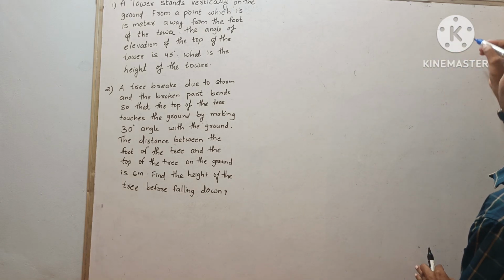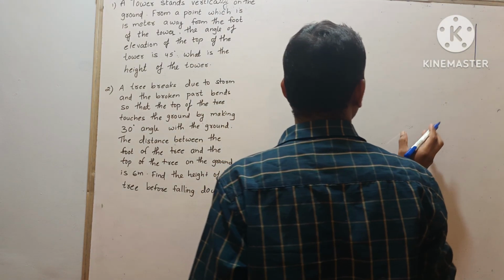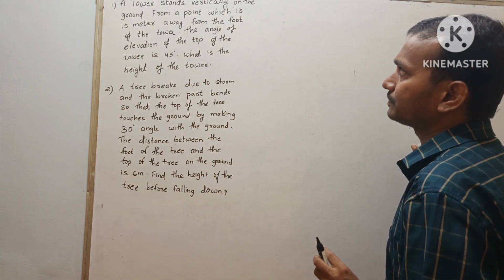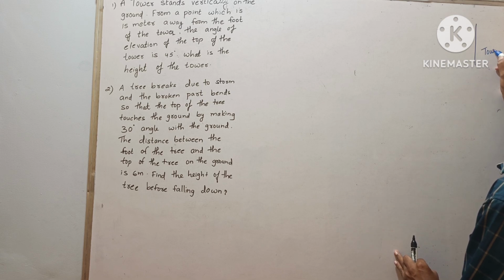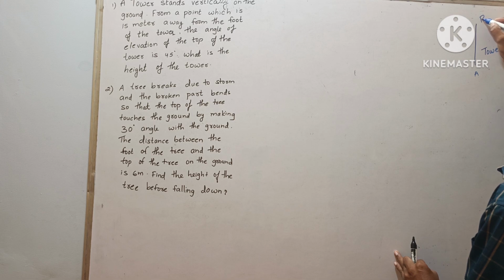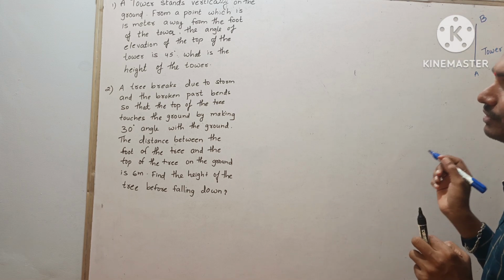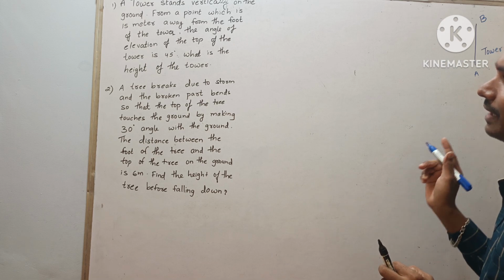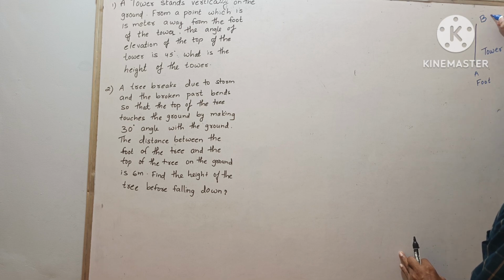A tower stands vertically on the ground. Okay, this is a tower. Name the tower as AB. AB is a tower which stands vertically on the ground, from a point which is 15 meters away from the foot of the tower. So this is called the foot of the tower. This is called the top of the tower.